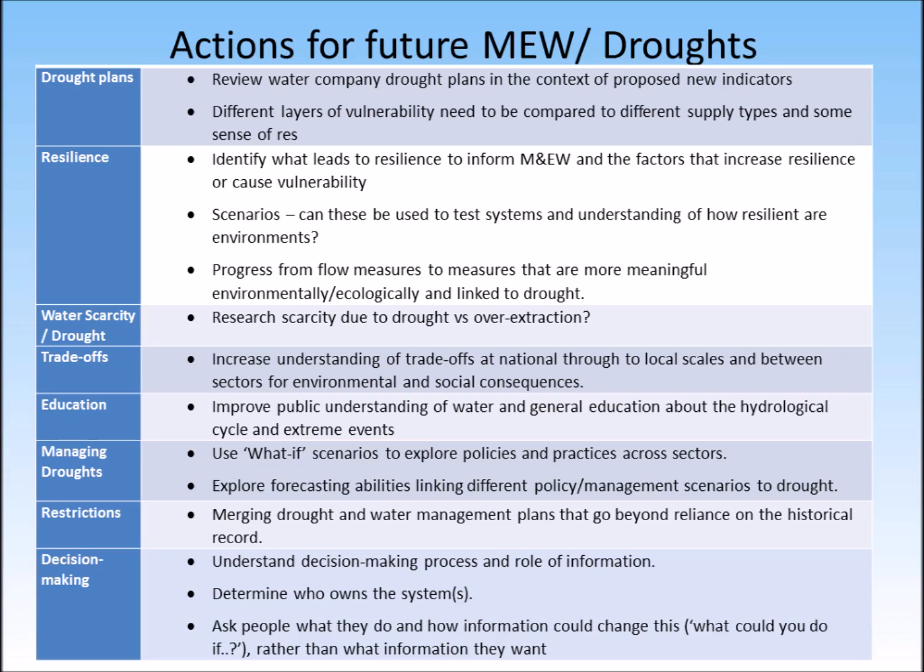There are a whole series of issues here, such as how do we progress from flow measures to measures which are actually more meaningful in terms of environment and ecology, and that are linked to drought. Well, that's very much on the agenda at the moment. And then there are issues around drought and management plans that go beyond reliance on historical data, because that's shown to be perhaps not so relevant at the moment.